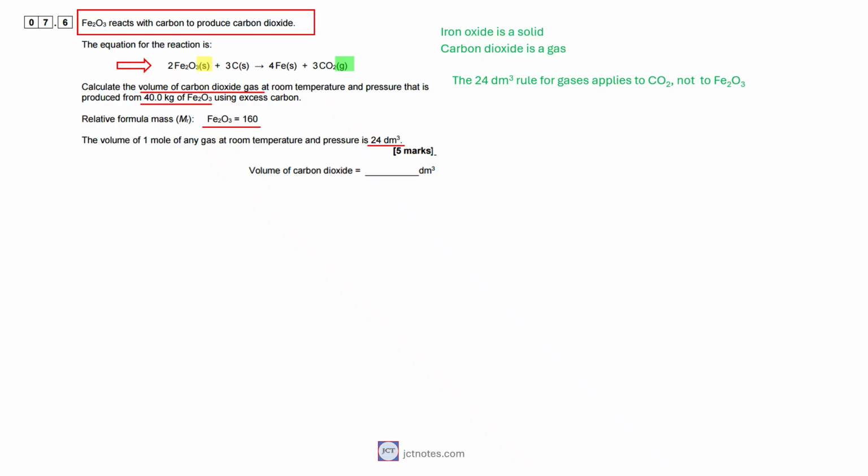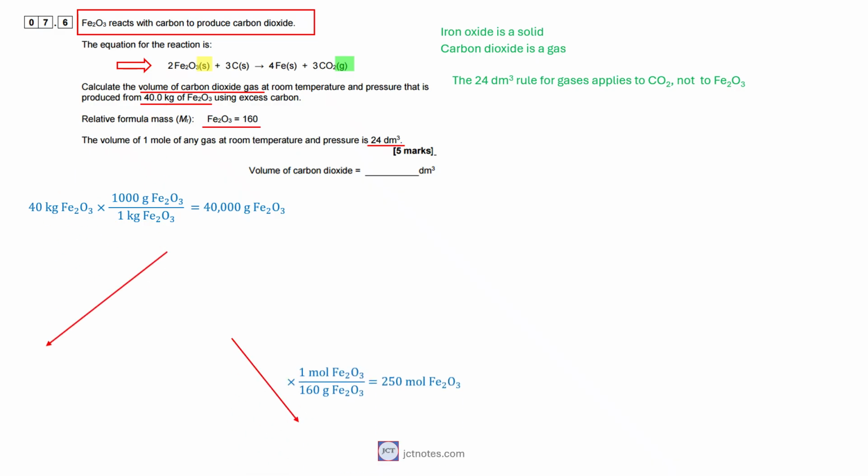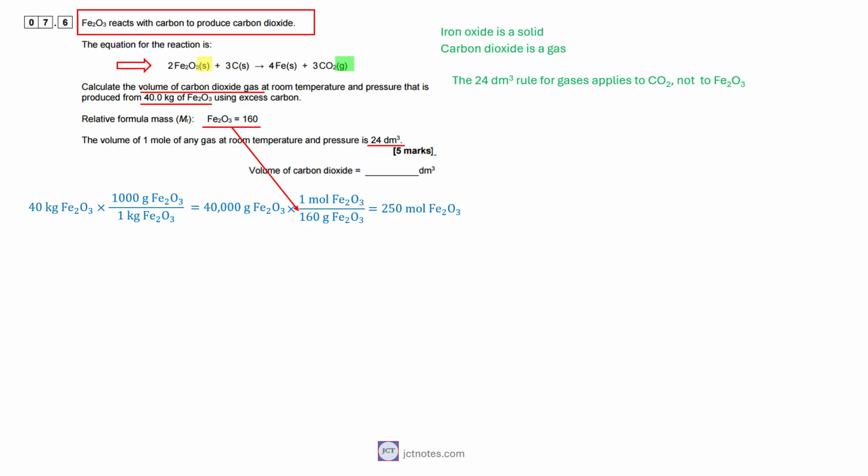Our first goal is to figure out how many moles of iron oxide we are starting with. We begin with a mass of 40 kilograms. Because our relative formula mass is based on grams, we need to convert kilograms to grams first. We start with 40 kilograms. We multiply by 1,000 grams per kilogram to cancel out the kilograms, leaving us with 40,000 grams. That conversion earns you your first mark. Next, to cancel out grams and move to moles, we divide those 40,000 grams by 160 grams per mole. 40,000 divided by 160 gives us exactly 250 moles of iron oxide. That is your second mark.